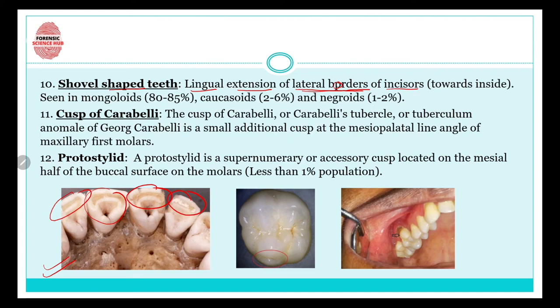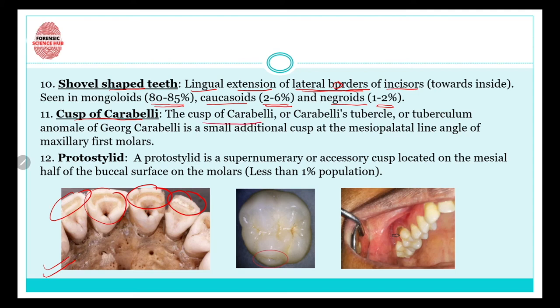This is seen in mongoloids in 80 to 85% cases, in caucasoids in 2 to 6% cases, and negroids in 1 to 2% cases. Then comes cusp of Carabelli. This is basically an extra cusp that is seen in the maxillary first molars.